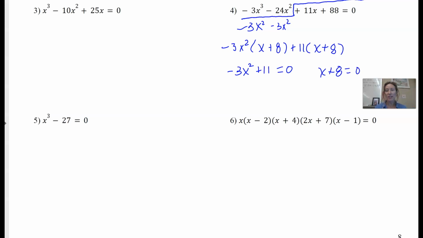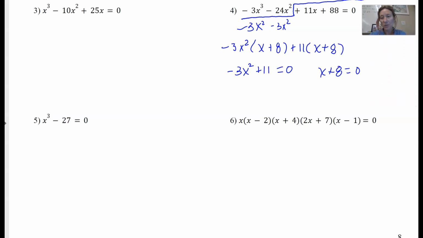So I found my factors and I set them each equal to 0 because I know that's what I'm going to do in all of these sections. Now I'm going to solve for x. So for the first one, I just subtract 8. I've got x is equal to negative 8. That was no big deal. But on the other side, let's take a look.